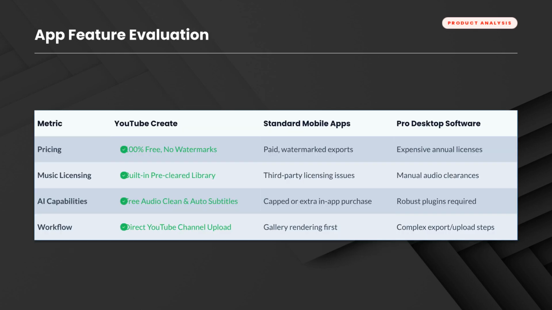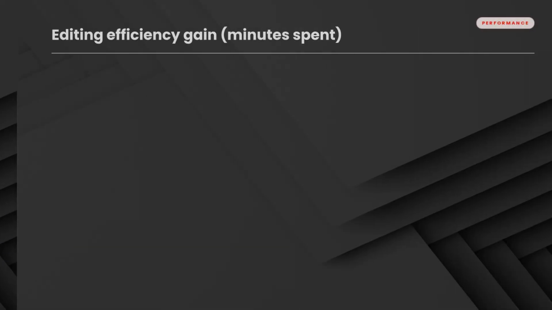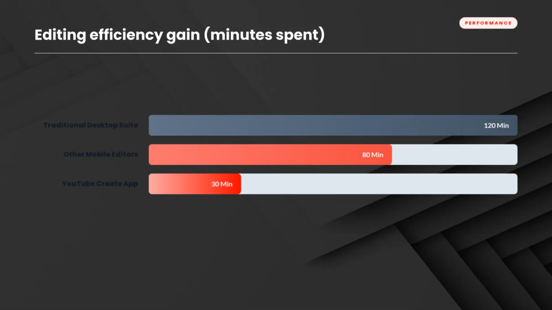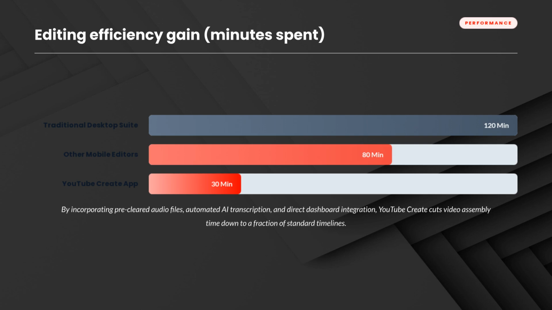YouTube Create offers significant advantages in pricing, music licensing, AI capabilities, and workflow compared to standard mobile apps and pro desktop software. It's 100% free with no watermarks and features direct YouTube channel upload. The data shows a massive gain in editing efficiency. By using YouTube Create's integrated features, you can cut video assembly time down to a fraction of traditional timelines, reducing the average edit time significantly.